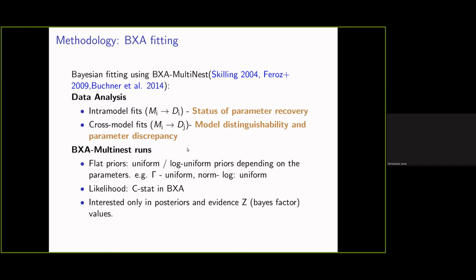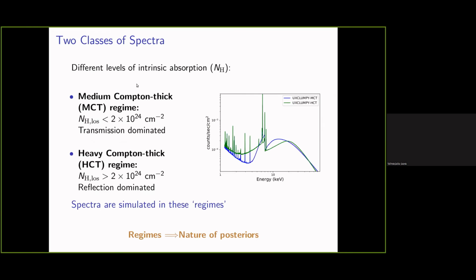So in the MultiNest runs, we adopt flat priors for all parameters, which are either uniform or log uniform, and we assume a C-stat likelihood, and we are interested in posteriors and the evidence values. We also assume two different classes of spectra. One is medium Compton-thick spectra, which involves column densities while simulating the data lower than 2 × 10²⁴. And these spectra are generally transmission component dominated, which is this blue curve here. And we also have spectra from the heavy Compton-thick regime, which has very high column densities, typically above this value. And these spectra are reflection dominated.